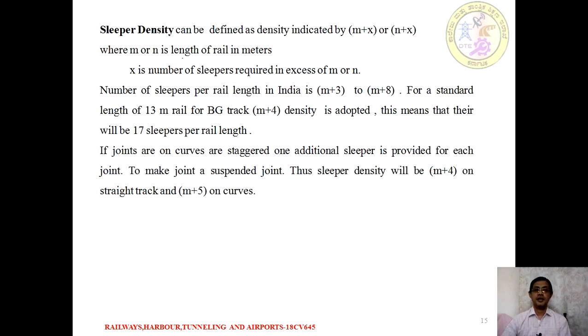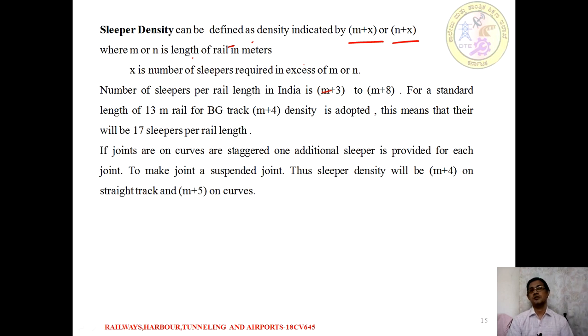We represent it using the letters m plus x, or n plus x, where x is the number of sleepers required in excess, in meters. That is going to be the ideal length of a rail. In the previous sessions I had discussed that for broad gauge it is some 13 meters for calculation.